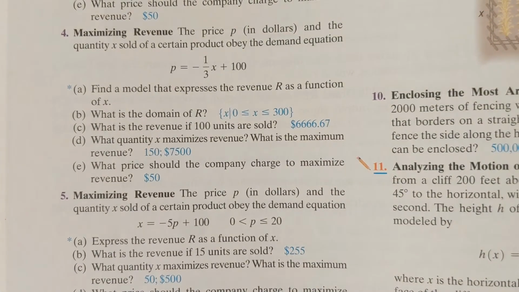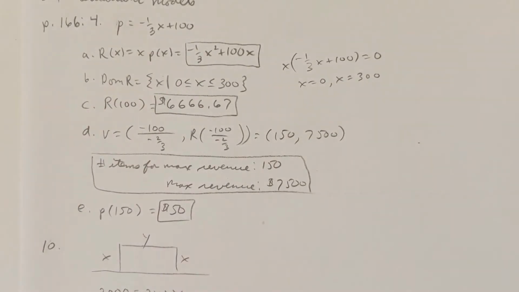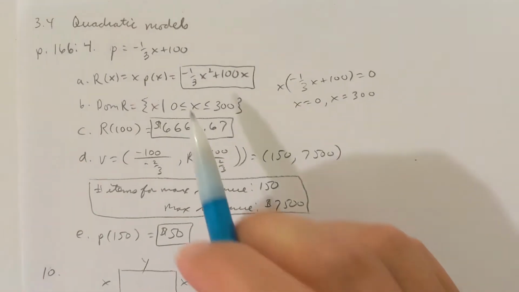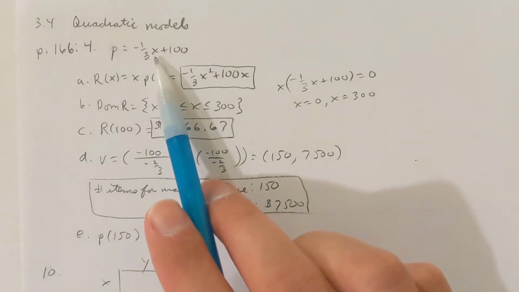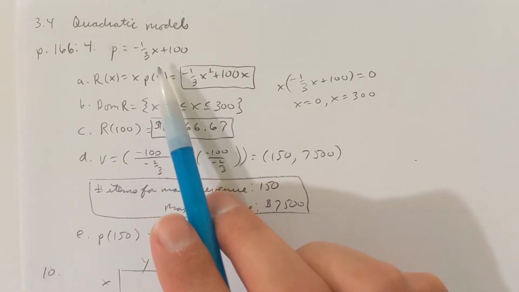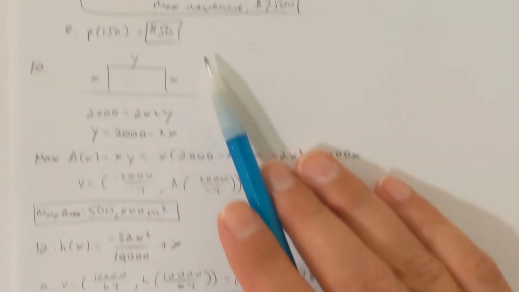Part E, what price should the company charge to maximize the revenue? Here's the price equation, P of 150. Negative 150 divided by 3 is negative 50, plus 100 is 50.